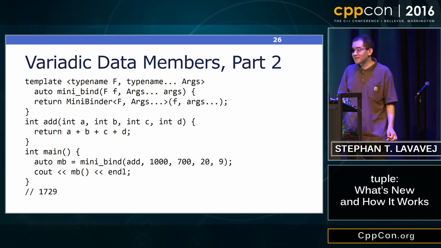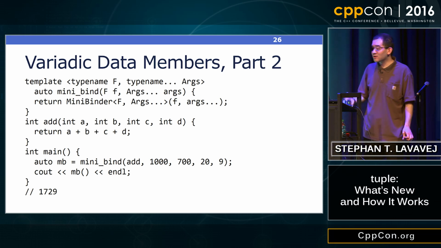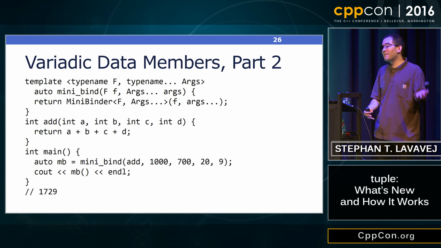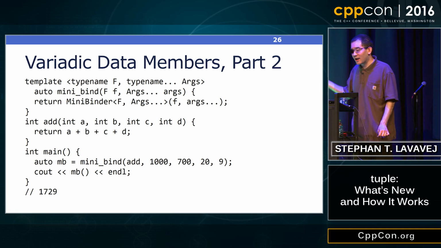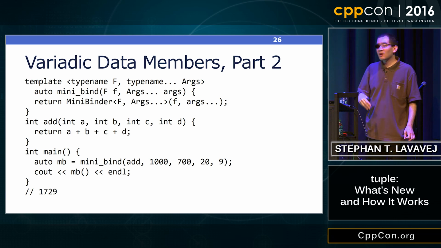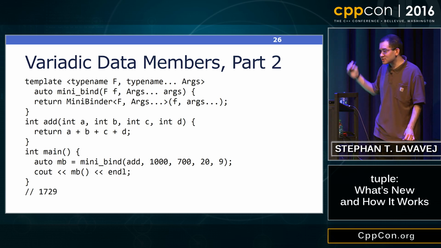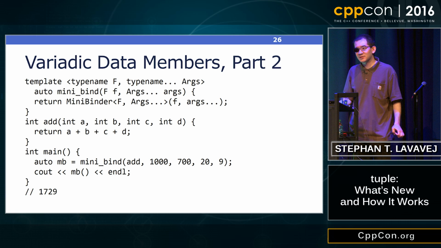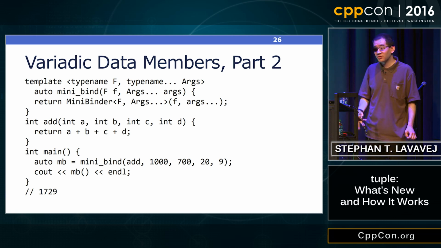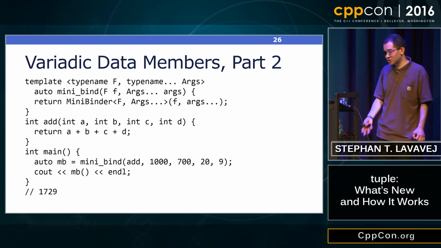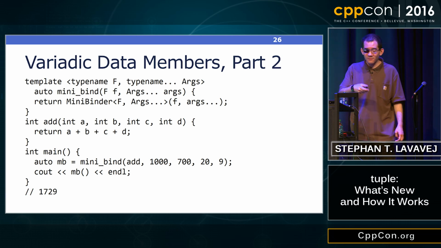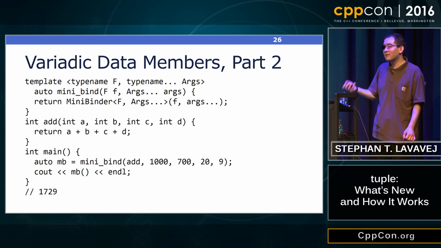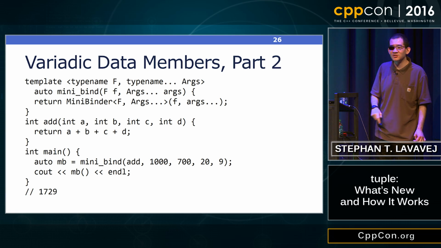So usage looks like this. Imagine I've got a function add that takes 4 ints. I can call mini bind and say, okay, I'm going to bind to the function add to the integers 1, 7, 2, 9. This will make a data member tuple int, int, int, int, and then call will form the integer sequence size_t 0, 1, 2, 3, and then actually call my add function. And so then I can call mb with no args, and it goes through the function call operator, my call helper, and it adds them all together, and I get 1729.